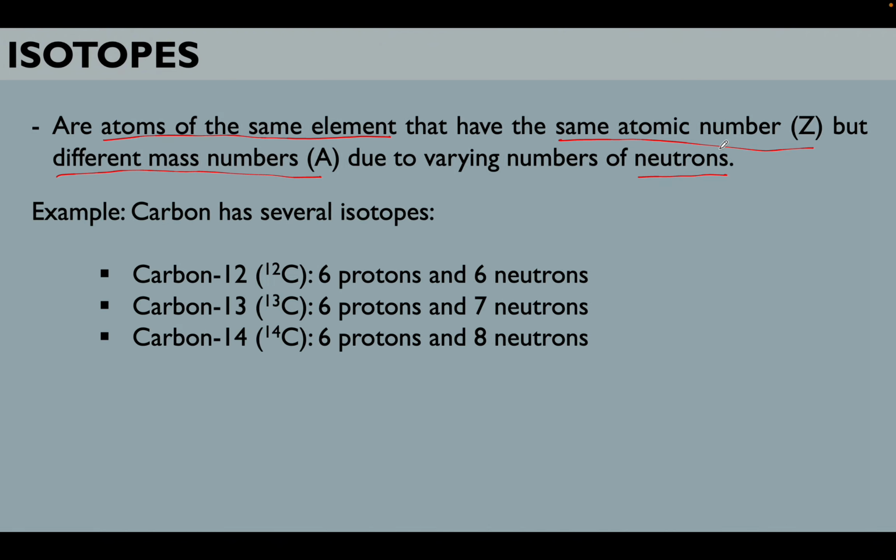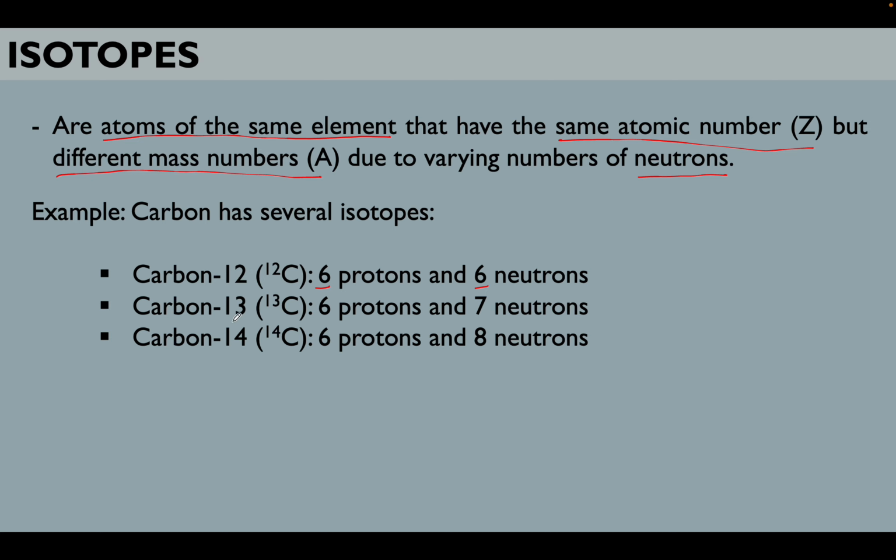Okay, so for example, si carbon. So carbon has several isotopes. We have carbon 12, carbon 13, and also carbon 14. So it means na si carbon 12 has, di ba, 6. 6 man ang atomic number ni carbon. So si carbon 12 has 6 protons and 6 neutrons. So 6 plus 6 is equal to 12. So that is the mass number of carbon 12.